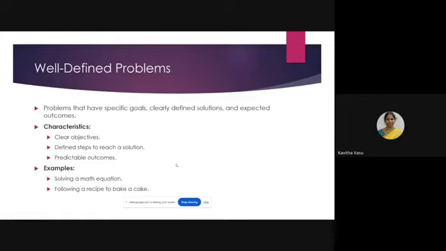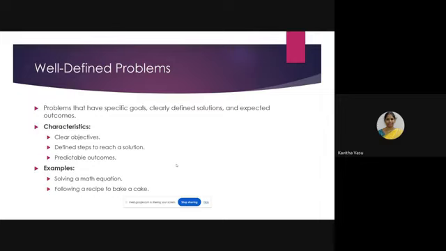The next one is the well-defined problem. That means contrast with ill-defined problems. Ill-defined will not give the proper solution, so well-defined is the contrast of ill-defined. The clear objective: well-defined problems have clear, specific goals and expected outcomes. Here, these are all the characteristics.